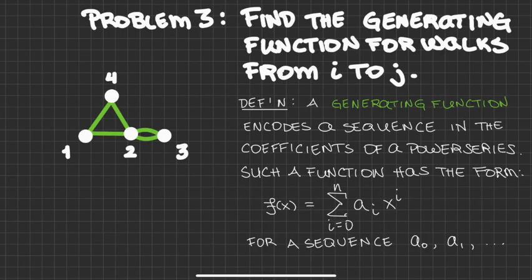Formally, a generating function encodes an infinite sequence of values as the coefficients of a power series. We see that this function has the form f of x is the sum over all I of a sub I times x to the I. Here, a sub I is the element of our sequence, and x to the I is our arbitrary variable x for which we have made a the coefficient.